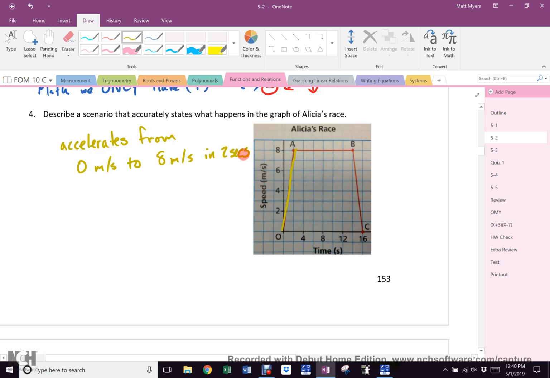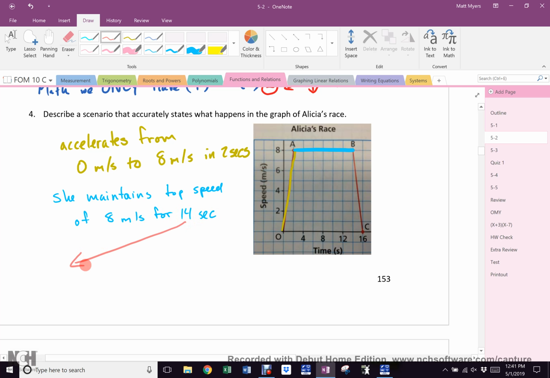Right? Now, there's this line. What happens from A to B? She's going sideways. She maintains top speed of what? For how long? 14 seconds. What happens at 14 seconds?